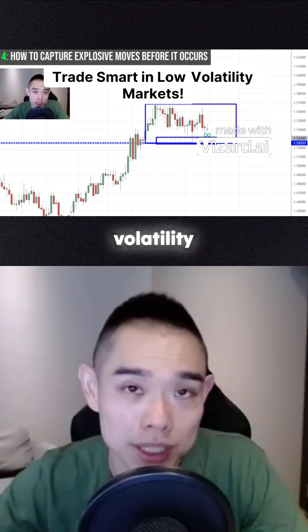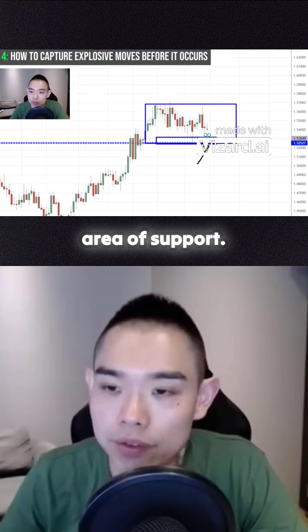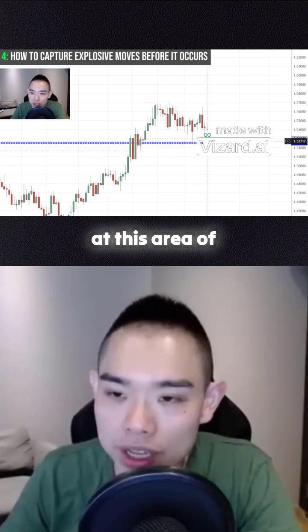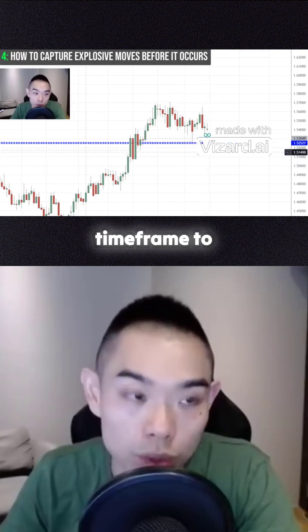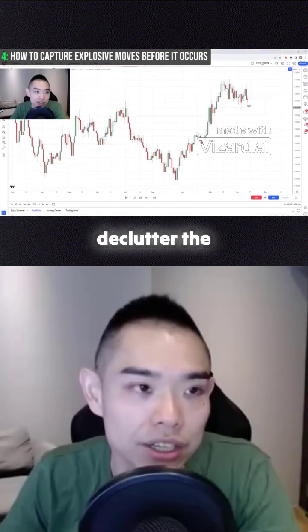So now it's a low volatility environment and we want to look to do business at this area of support. But as you know, on a daily time frame, it can be difficult to time your entry at this area of value. So what we can do is go down to a lower time frame to time our entry. Let me just remove those levels to declutter the chart.